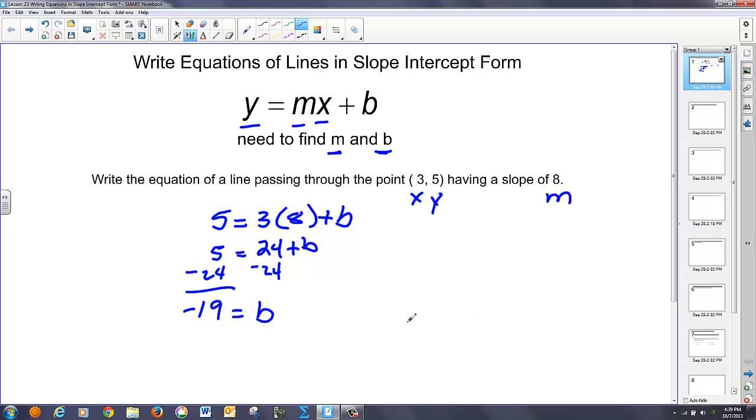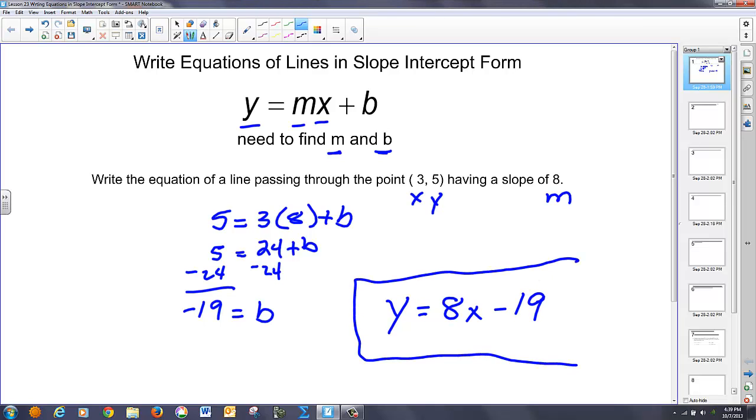And if we want to write the equation, we leave y as is. We fill in the value for m, which we know is 8. We leave x as a variable. And we fill in the value for b, which is negative 19. And y equals 8x minus 19 is the equation of that line.